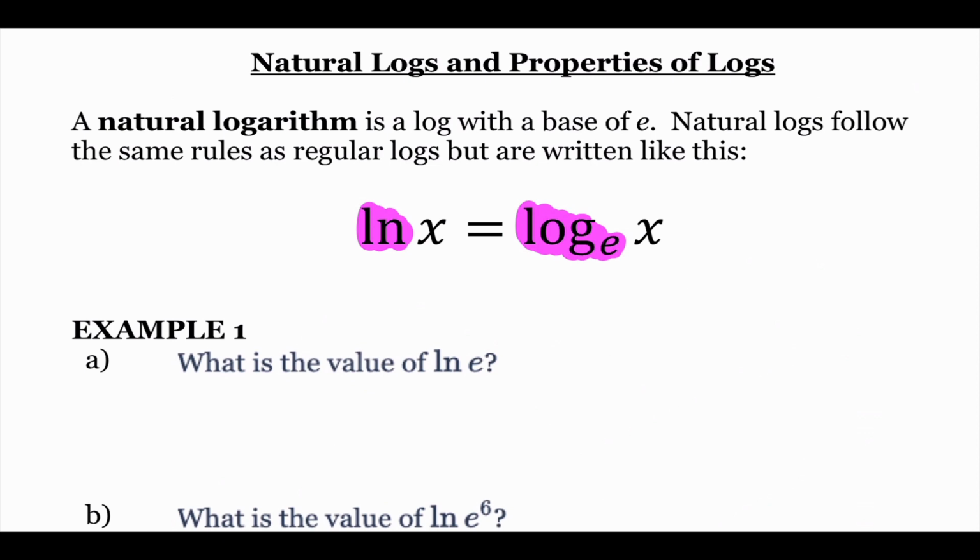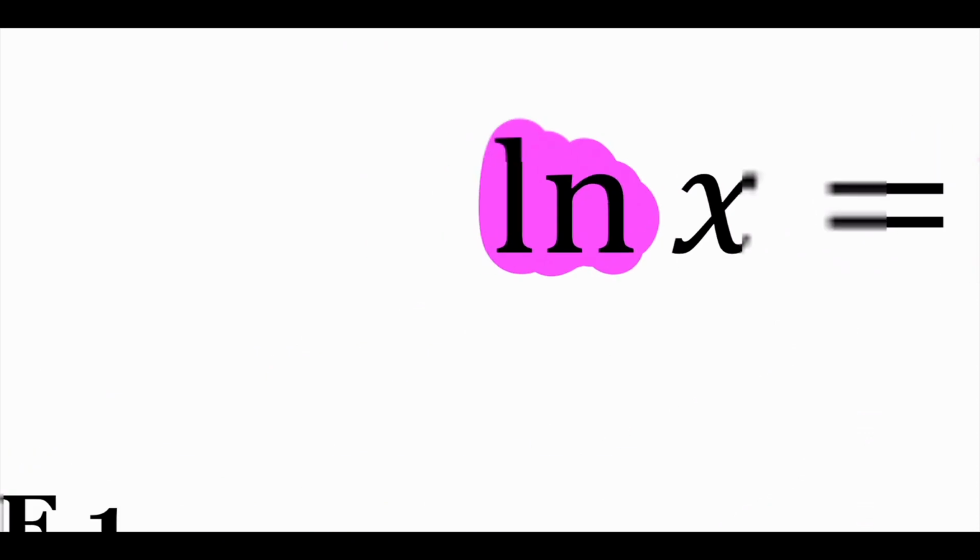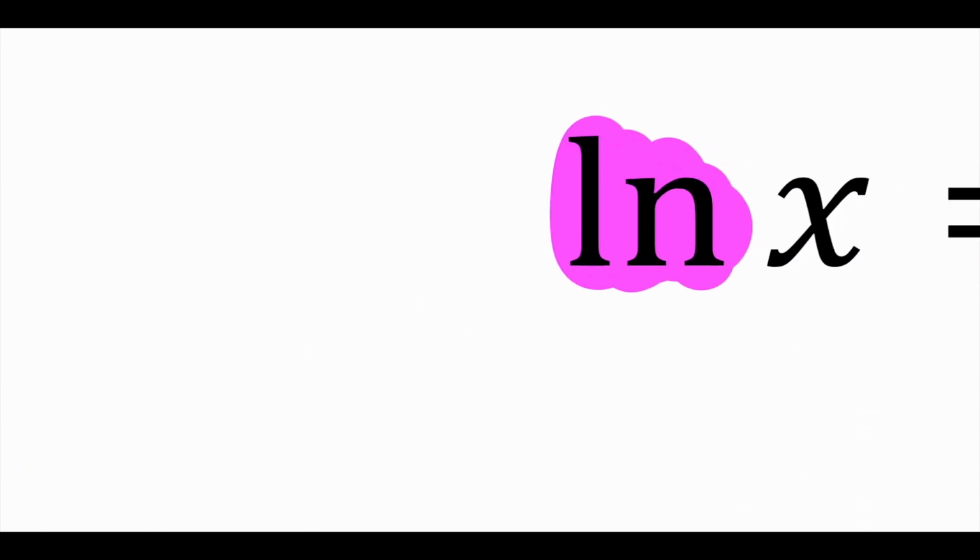The difference today is that there's a special type of log, right? It's called a natural log. A natural log follows the same rules as the logs we've seen already. So it's not anything special. The only thing is it looks different, right? You'll see this guy, ln. ln means natural log. I don't know why it's ln instead of nl, but it means natural log.